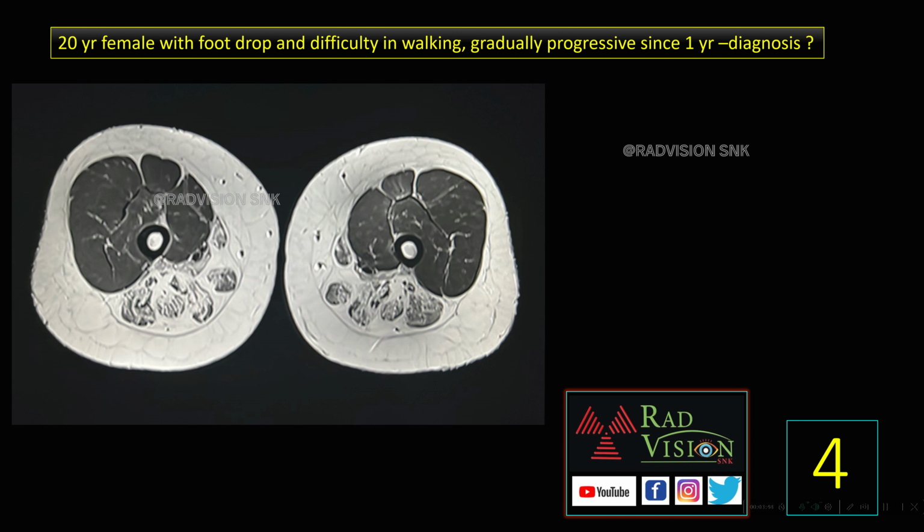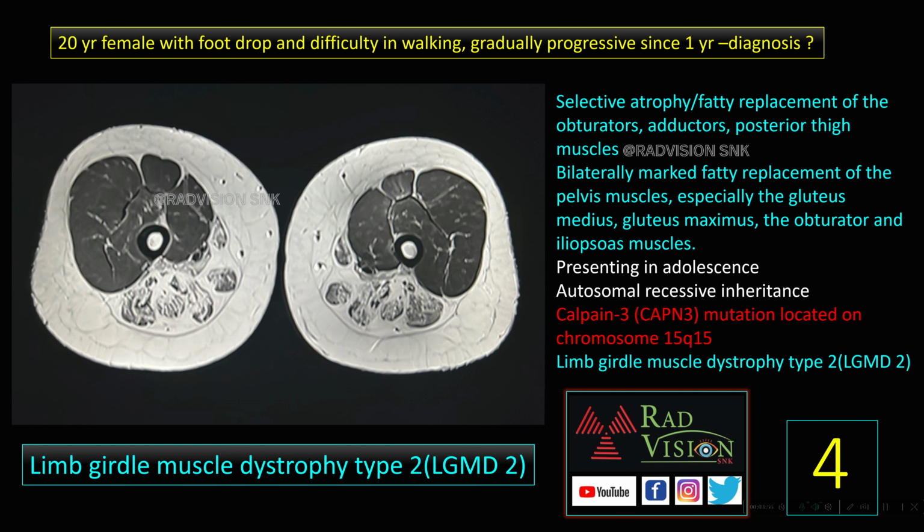And this is another case, a 20-year-old female with foot drop and difficulty in walking, gradually progressing over 1 year. What is the diagnosis? It is limb girdle muscular dystrophy type 2. Here you can see selective atrophy or fatty replacement of the adductors and posterior thigh muscles, which is typically seen. Also in this entity there will be bilateral marked fatty replacement of the pelvic muscles, especially the gluteus medius and maximus, the obturator and the iliopsoas muscles.